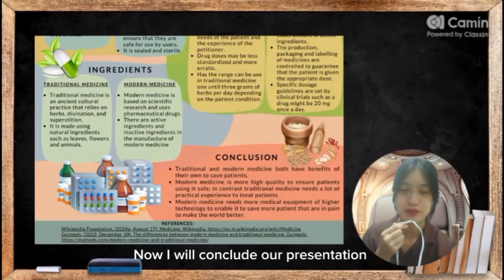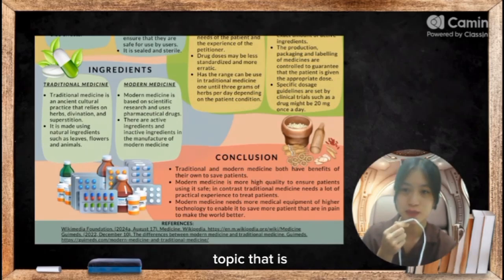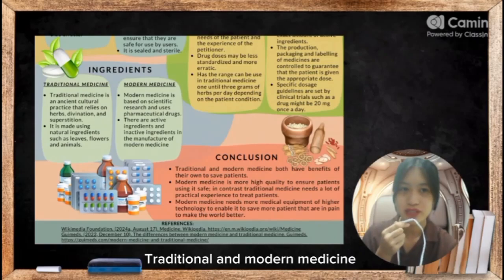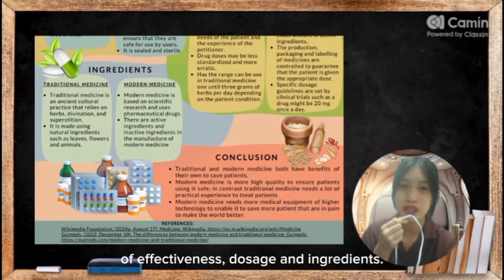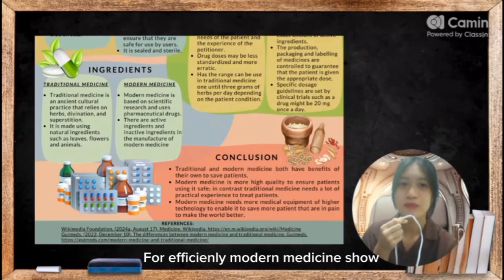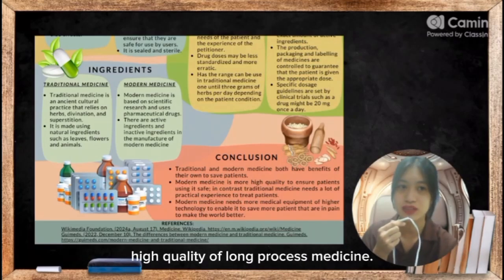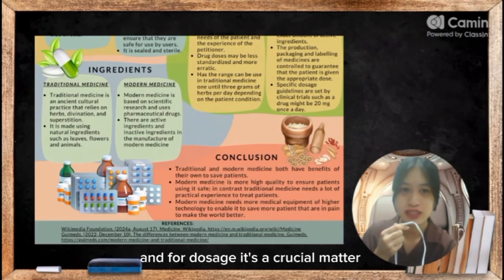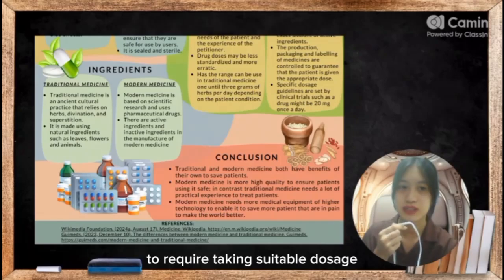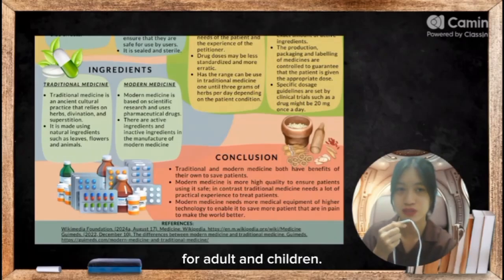Now, I will conclude our presentation topic, that is traditional versus modern medicine. So, traditional and modern medicine both have their own benefits to save patients. Modern medicine includes terms of efficiency, dosage, and ingredient. For efficiency, modern medicine shows high quality from a long process, and for dosage, it is a crucial method that requires taking a suitable dosage for adults and children.